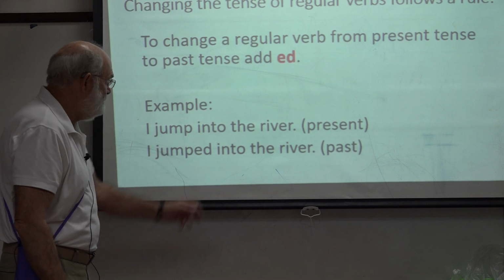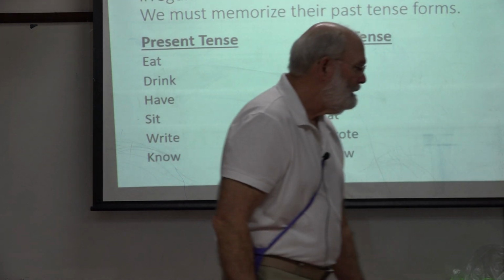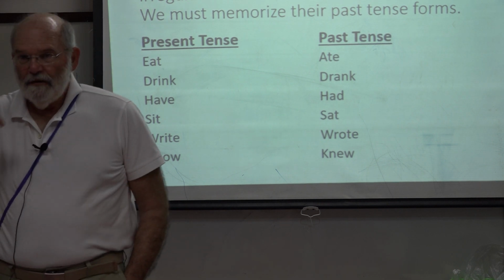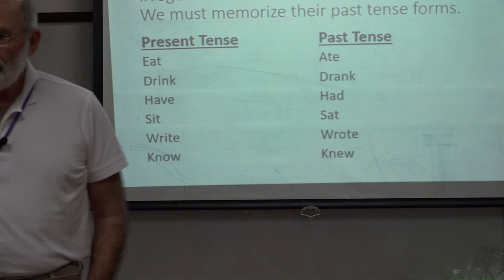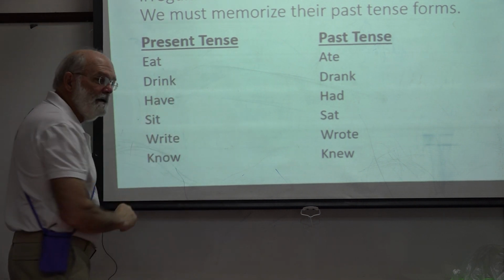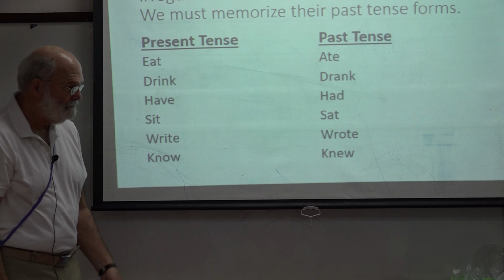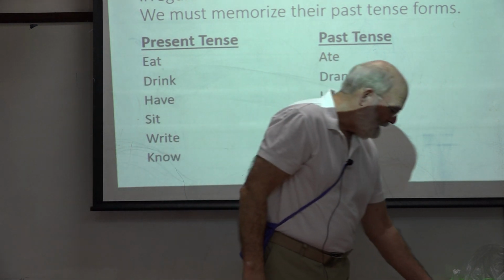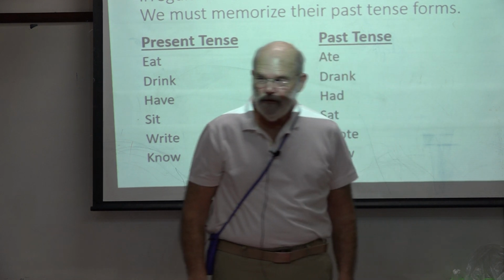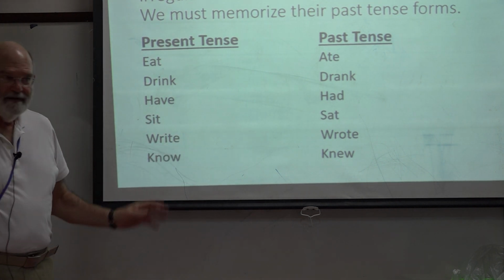I jump, I jumped, present to past. Now, here are some present to past. I eat, present tense. Yesterday, I ate. So we didn't say, I eated. No, we say, I ate. I drink my tea. I just drank my tea. I don't say drinked. I say drank.